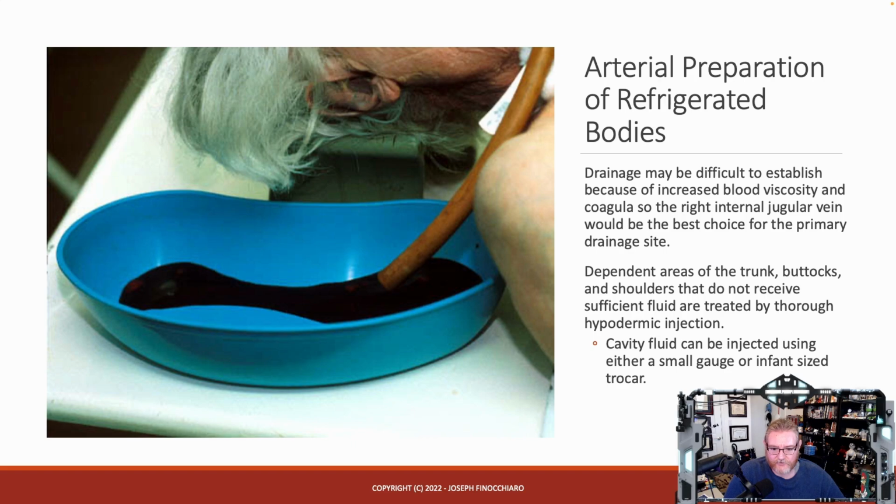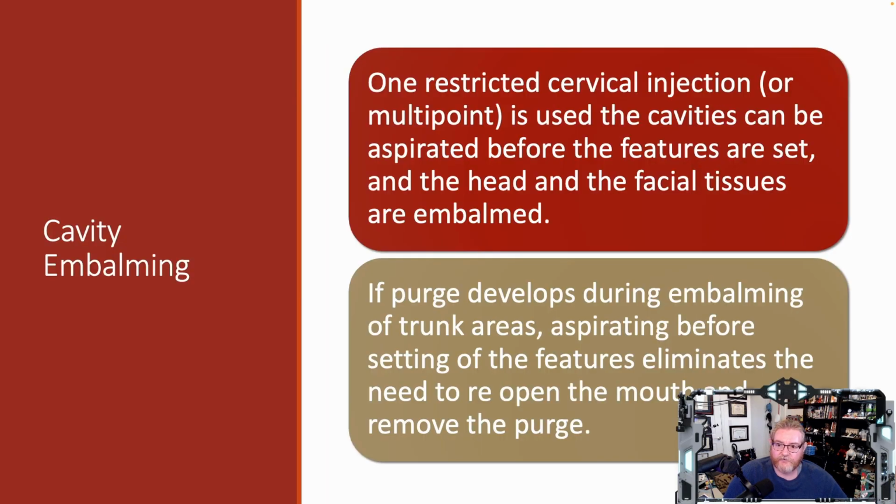Dependent areas of the trunk, buttocks, and shoulders that do not receive sufficient fluid are treated by thorough hypodermic injection. Cavity fluid can be injected using either a small gauge or infant-sized trocar. Once restricted cervical injection or multipoint is used, the cavities can be aspirated before the features are set, and the head and the facial tissues are embalmed. If purge develops during embalming of the trunk areas, aspirating before setting of the features eliminates the need to reopen the mouth and remove the purge.